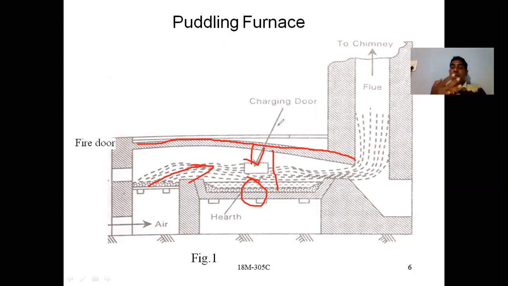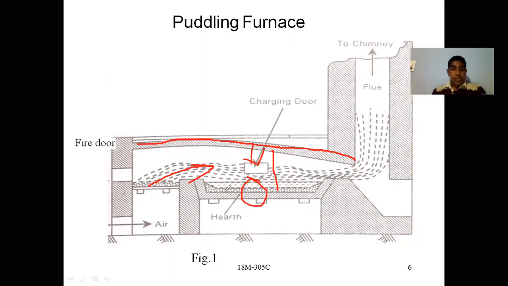Because the hot gases and the flue gases touch the dome, and the gap between the earth and the dome is very short. When they touch the dome, which has a dome shape, they deflect back onto the charge, that means they reflect back onto the charge or your earth. So that's why it's called a reverberatory furnace.